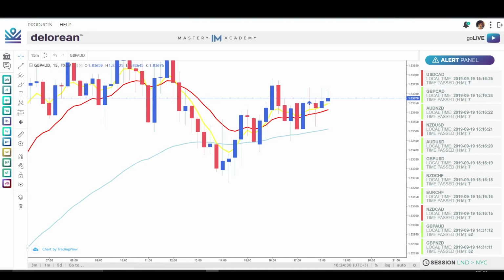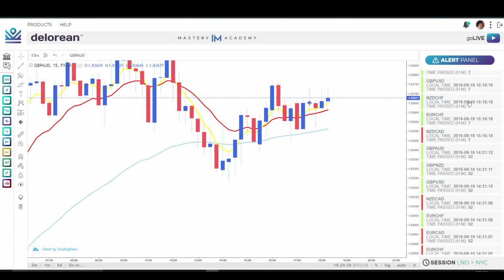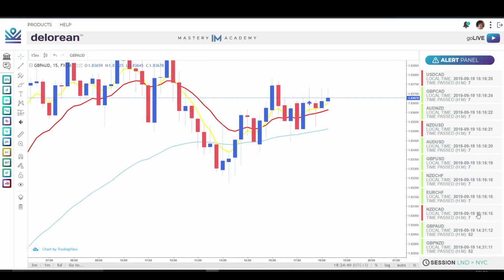Now, the Delorean software is excruciatingly simple. On the right side of the screen, you're going to have buy or sell signals and a time that has been passed in minutes or in hours. And also, you're just going to have a simple buy or sell arrow on the chart representing exactly where the Delorean believes you should be looking to buy or sell any sort of currency.